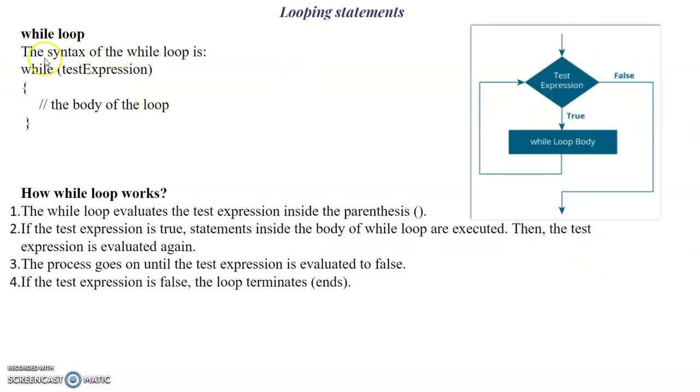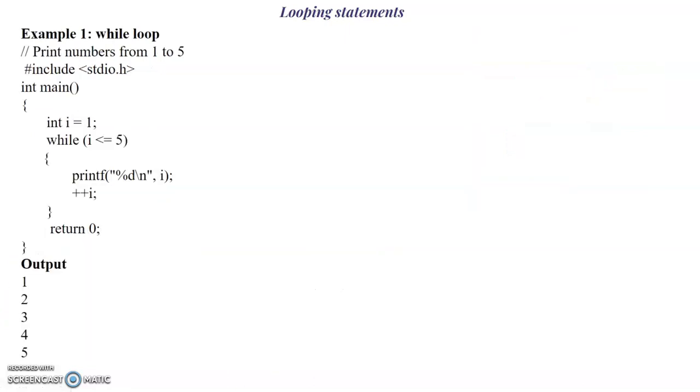Next is the while loop. The syntax of the while loop is while, test expression, and the body, which is enclosed within curly brackets. First the test expression gets evaluated. If it is true, then the while body statements get executed until the test expression becomes false. The while loop first evaluates the test expression inside the parentheses. If the test expression is true, then the statements inside the body of the while get executed. Then again the test expression is evaluated. This process goes on until the test expression is evaluated to false. If the test expression is false, then the loop ends or terminates.